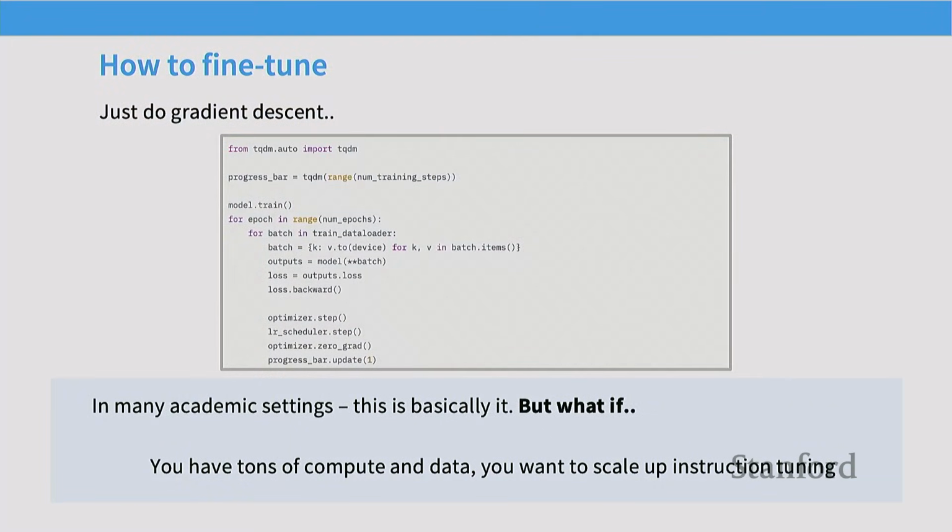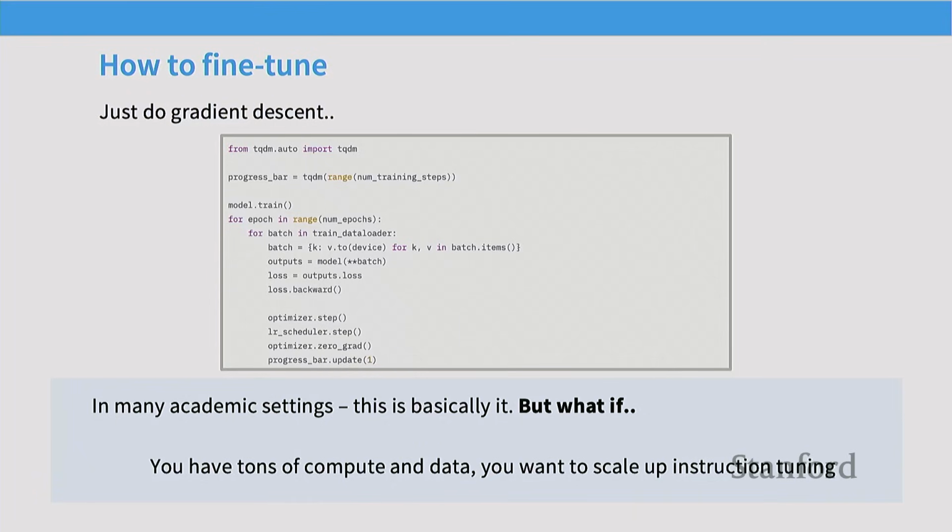The last thing I want to end this section on is how to do this instruction tuning. There's a flippant answer to this, which is, well, you've got demonstrations. Just put in the instruction and the response and do some gradient descent, right? We all know how to do gradient descent at this point. And in most academic settings, that's basically it. You do your small scale gradient descent and you're done.